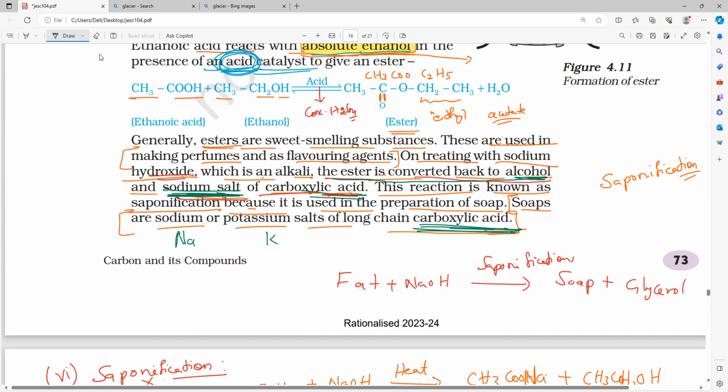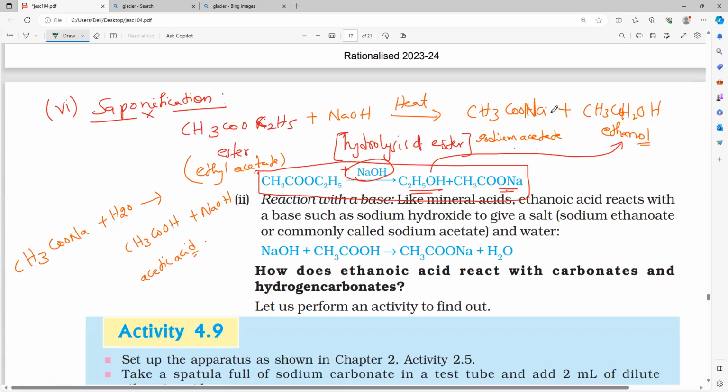Very, very important reaction. Now that sodium acetate, when treated with water, again gives acetic acid plus NaOH. Reverse reaction. That is what you have to remember. If sodium acetate is treated with water, we get acetic acid plus sodium hydroxide. If the ester is treated with the base alkali, then we get ethanol, alcohol, plus sodium acetate. That is what you have to remember.